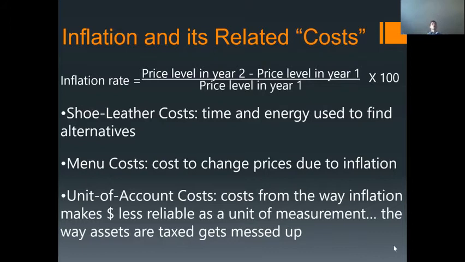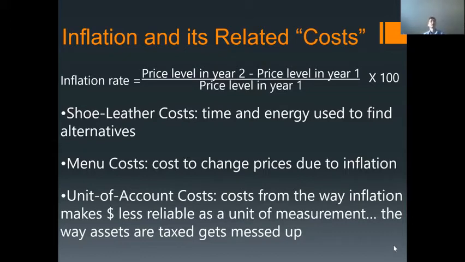Now there are associated costs with the inflation rate. One is the shoe leather costs, essentially the time and energy it takes you to find alternatives to whatever you're buying because of the inflation. So if inflation outpaces your wage or something like that, you need to take up time to find a cheaper alternative. Menu costs, this is taken from the idea of a menu that you get at a restaurant. Each time you have inflation going on, you need to change the menu because you need to change the prices on the menu. So that in itself does have a cost.